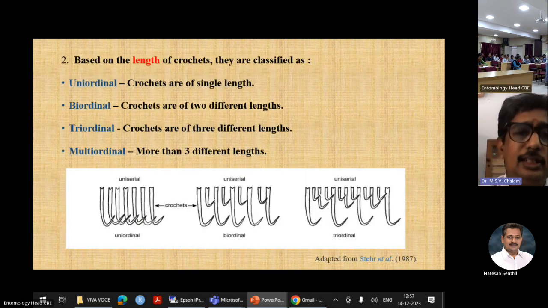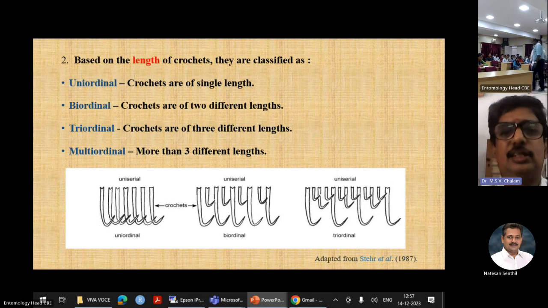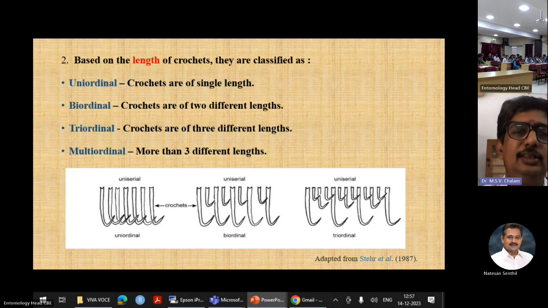Just like the number of circles, the length of the crotchets will also vary. For example, if all the crotchets are of a single length, it is called uniordinal. If the crotchets are of two different lengths, it is biordinal. If the crotchets are of three different lengths, it is triordinal. If the crotchets are of more than three different lengths, we use multiordinal.